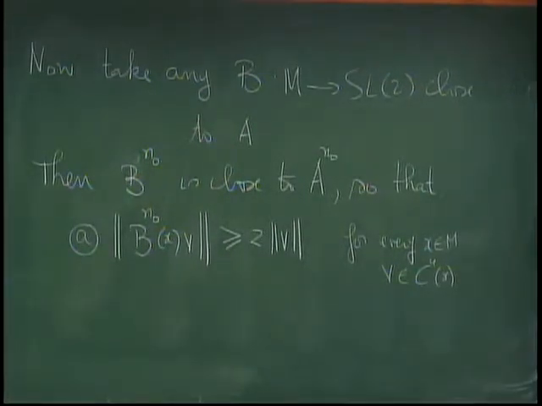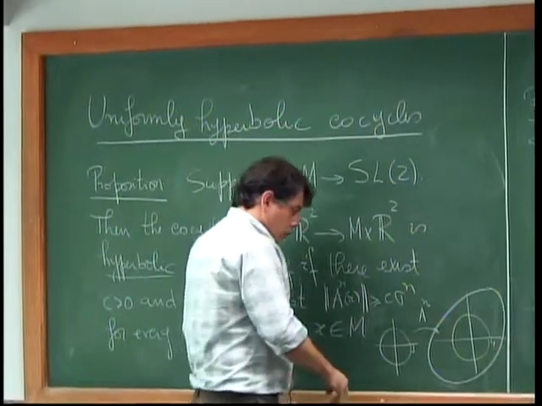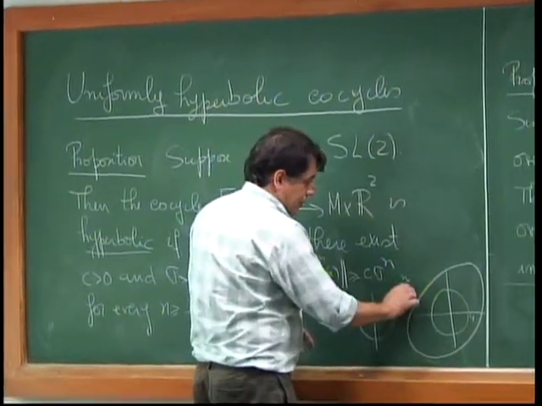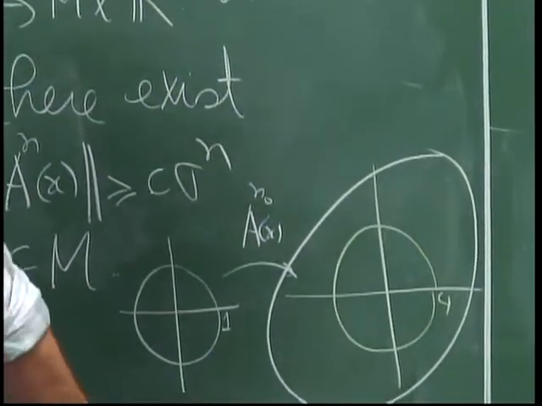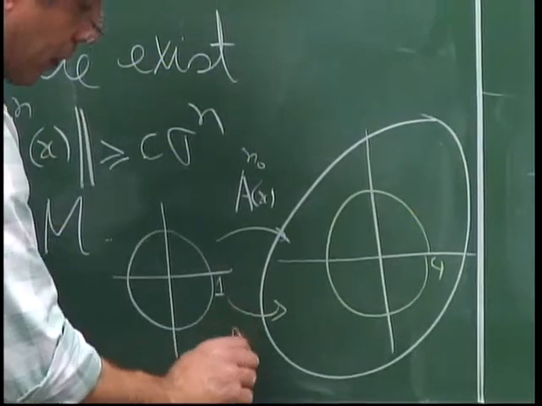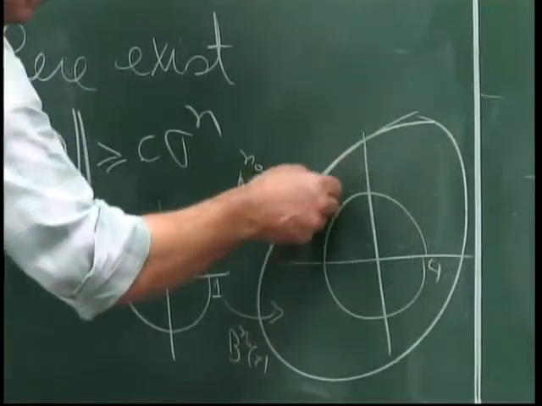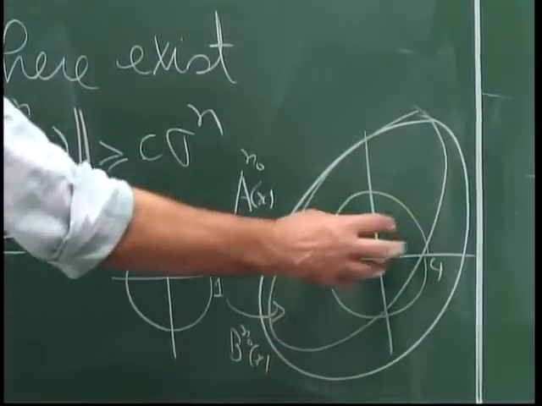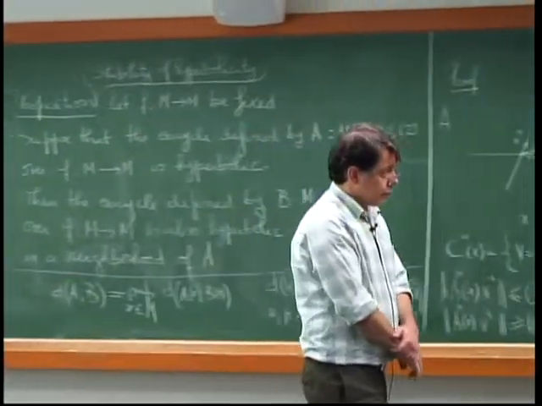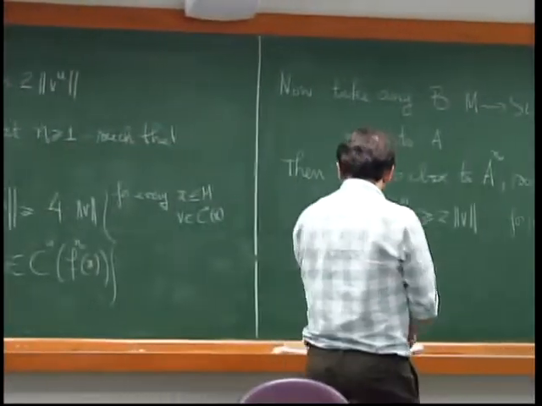The matrix A_n0 takes the unit circle and maps it into something which is certainly an ellipse. What I know is that it's an ellipse that contains the circle of radius 4, because the expansion is bigger than 4. If instead of A_n0 I do B_n0, then I will get a different matrix, a different ellipse, maybe closer to the origin, but certainly not much closer to the origin. So I get at least a factor 2. Okay.